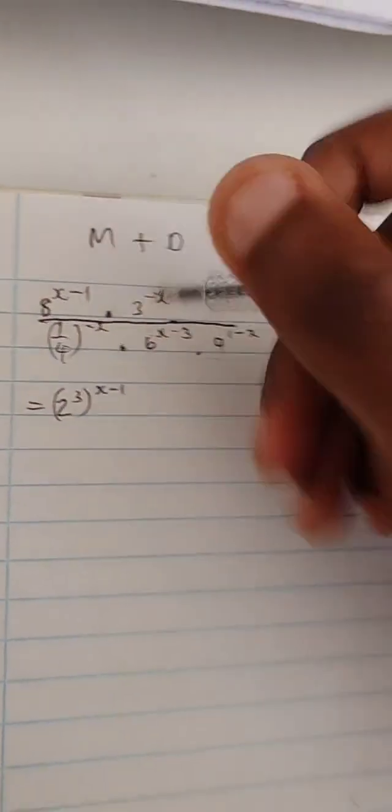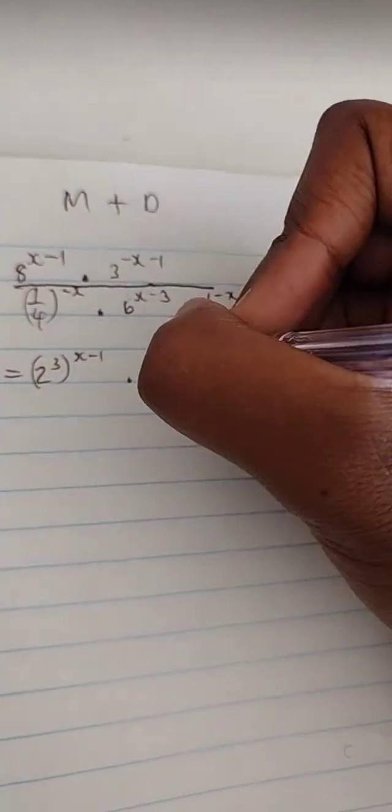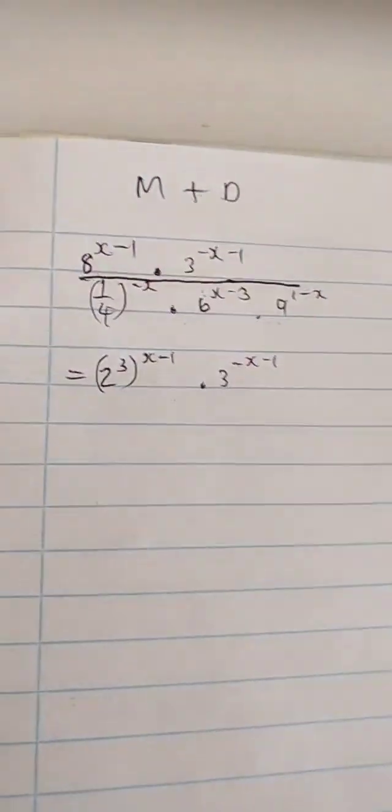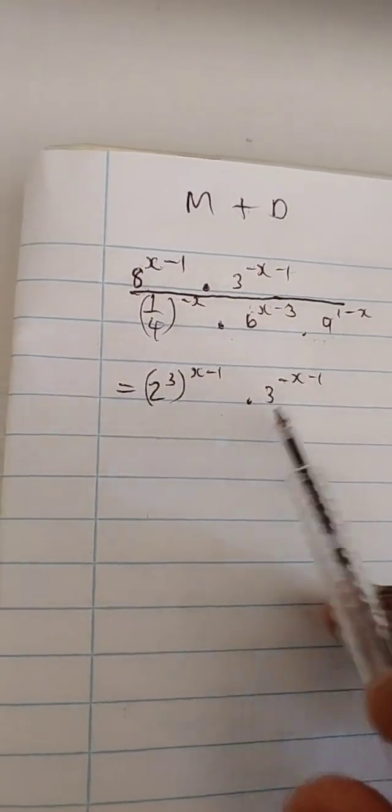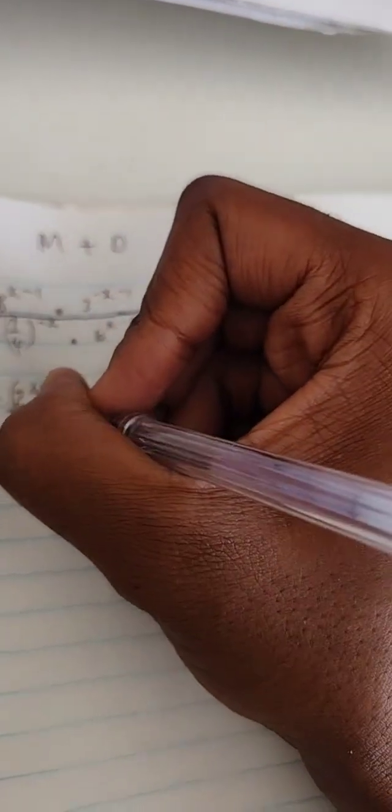3 is already prime, so it's fine. This one, it's fine. Okay, no brackets needed, no conversion of that prime base. The prime base is fine.